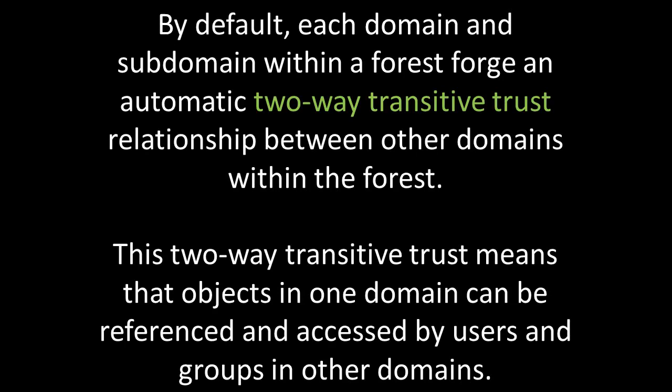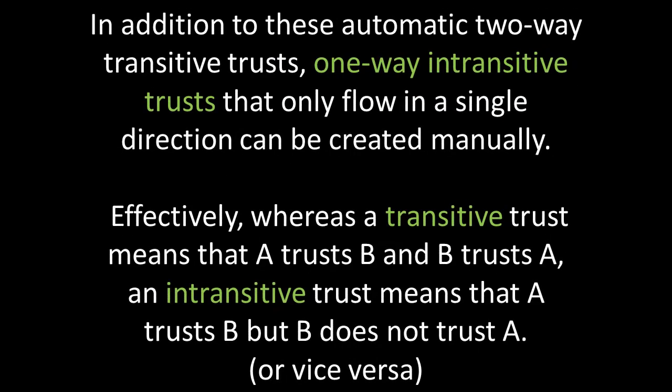By default, each domain and subdomain within a forest forge an automatic two-way transitive trust relationship between other domains within the forest. This two-way transitive trust means that objects in one domain can be referenced and accessed by users and groups in other domains. In addition to these automatic two-way transitive trusts, one-way intransitive trusts that only flow in a single direction can be created manually. Effectively, whereas a transitive trust means that A trusts B and B trusts A, an intransitive trust means that A trusts B but B does not trust A, or vice versa.